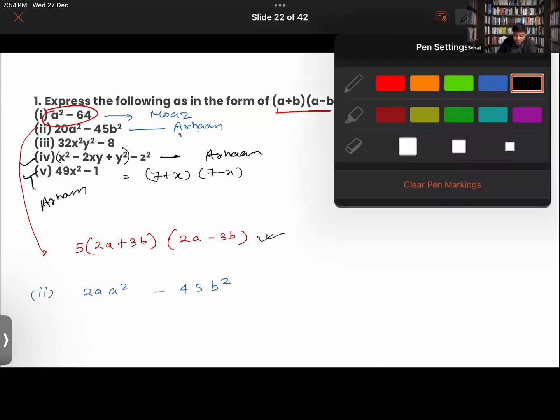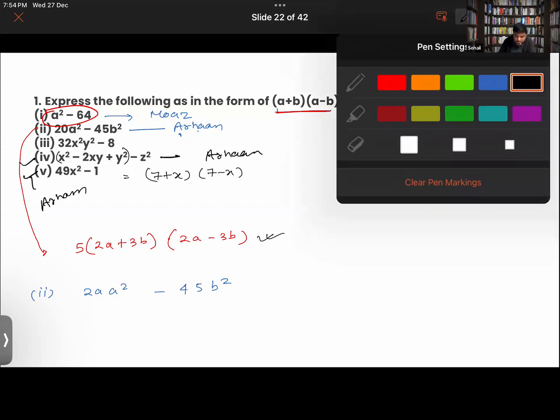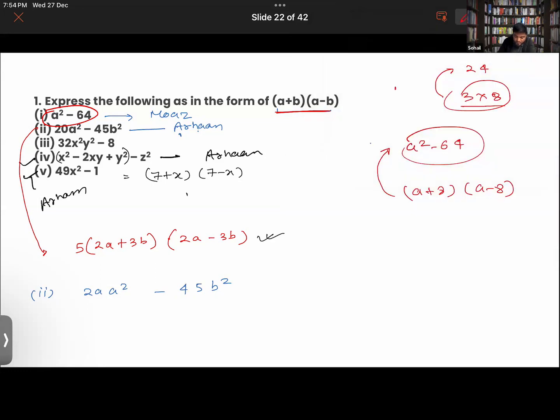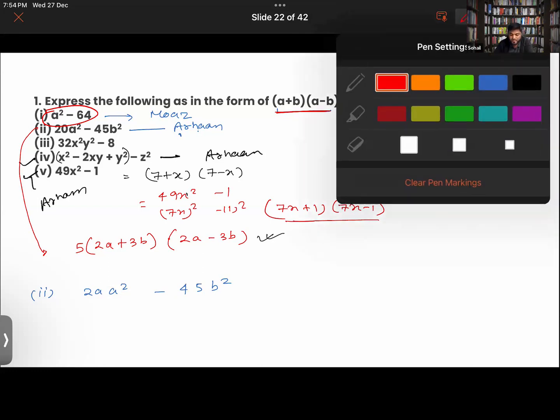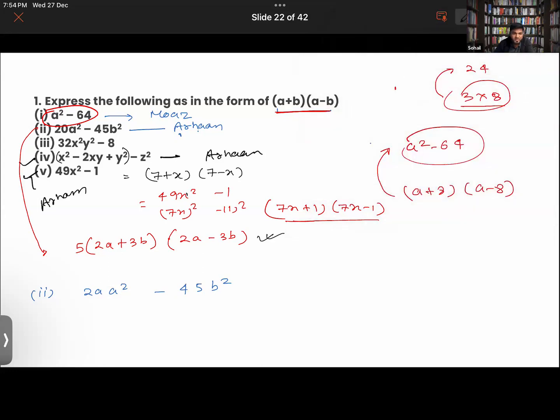Okay. So look here in this question, we will be writing 49x square minus 1 as follows. It will be 7x whole square, minus 1 whole square. So that will be 7x plus 1 times 7x minus 1. Okay, so that is the required answer.